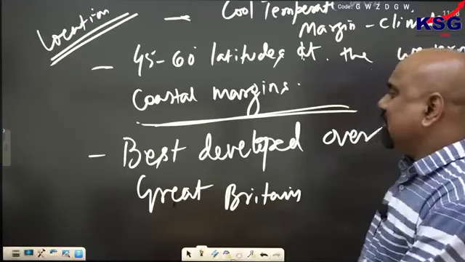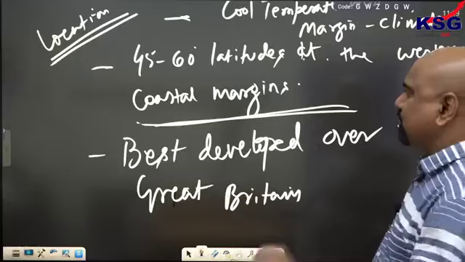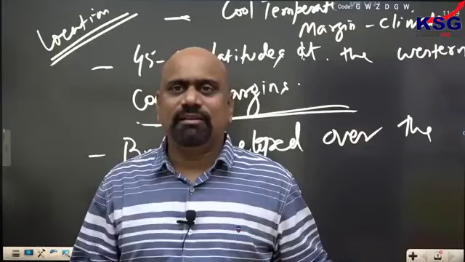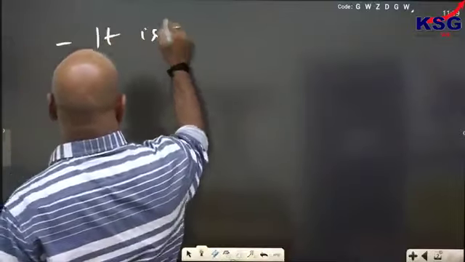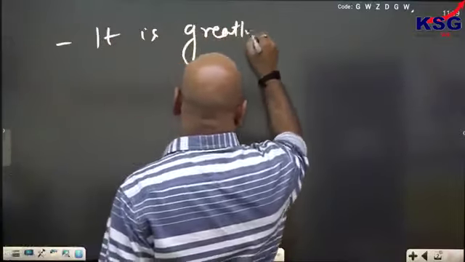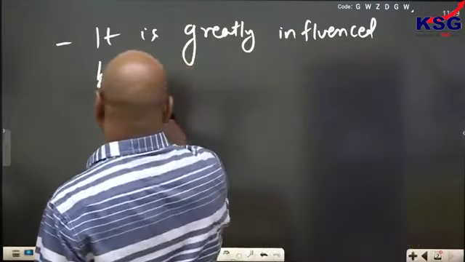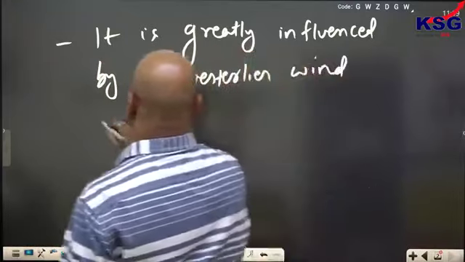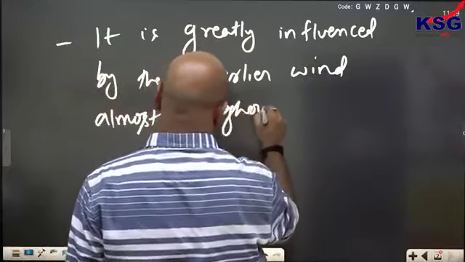Okay, my friends, as we know, these climatic regions between 45 to 60 degree latitude are definitely influenced throughout the year by the westerly wind, isn't it? So this climate is greatly influenced by the westerly wind almost throughout the year.